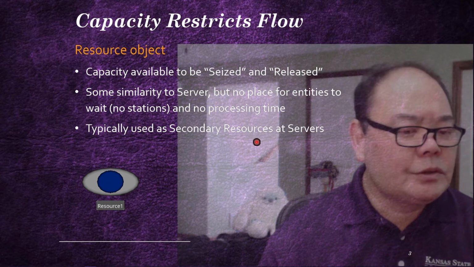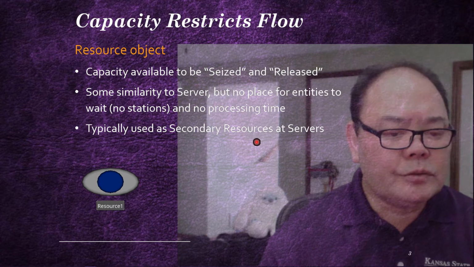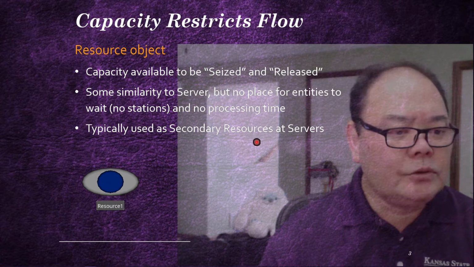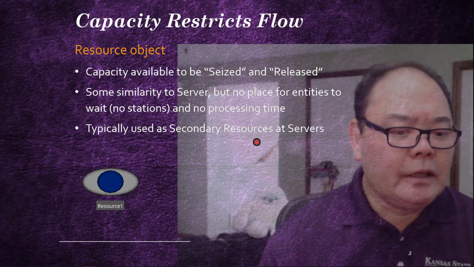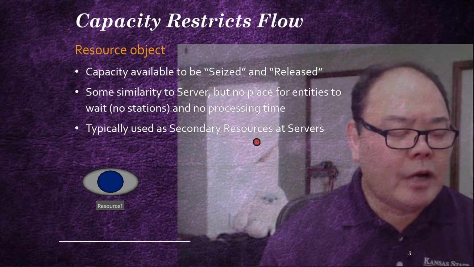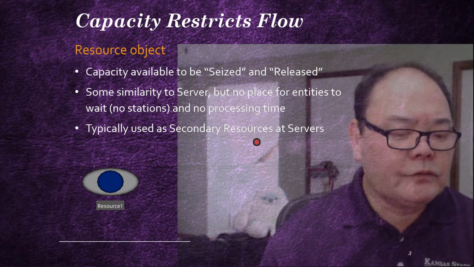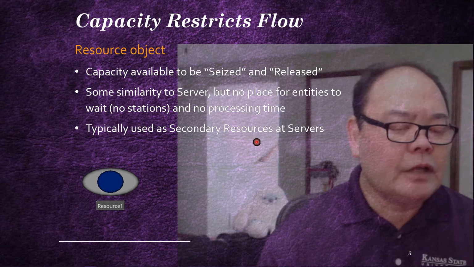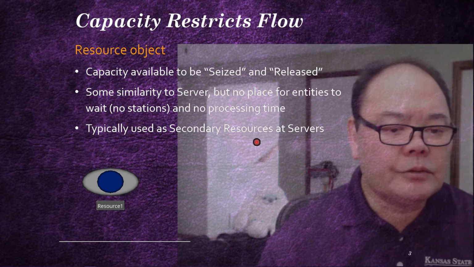Typically, the resources are used as a secondary resource at a server. For example, you go into a clinic, you need the room inside the server as a primary resource, and you see the nurses and doctors for treatment or for diagnosis, and those are considered secondary resources.